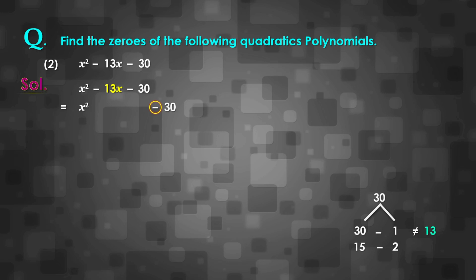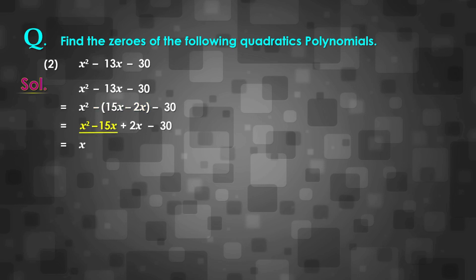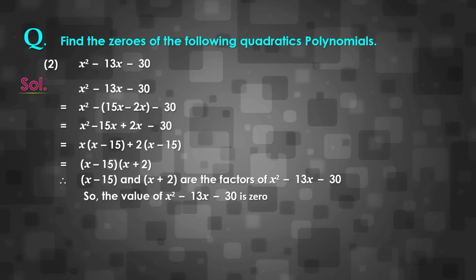Now we split the middle term minus 13x into minus 15x plus 2x. So the expression becomes x squared minus 15x plus 2x minus 30. Next, we group the terms. From the first two terms, we take x common. From the last two terms, we take plus 2 common. This gives us the common factor x minus 15. So the expression becomes x minus 15 multiplied by x plus 2. Therefore, the factors of the quadratic polynomial are x minus 15 and x plus 2.